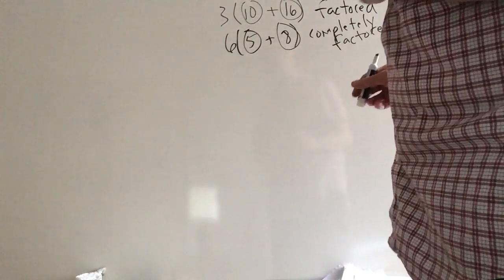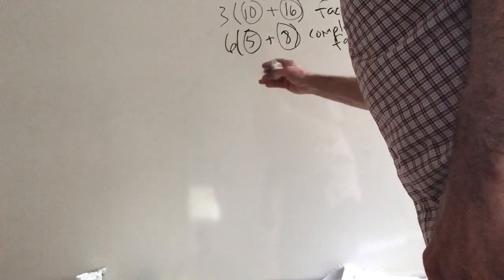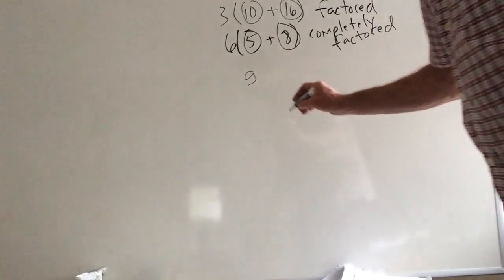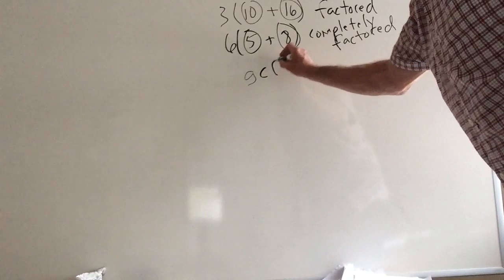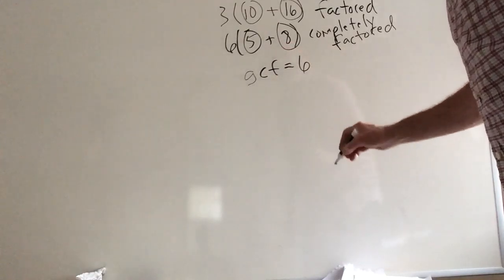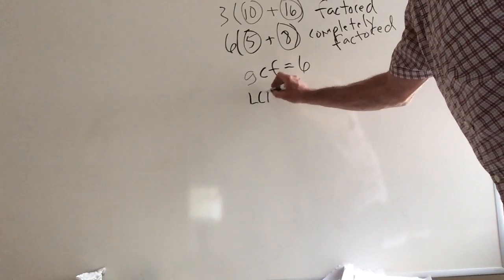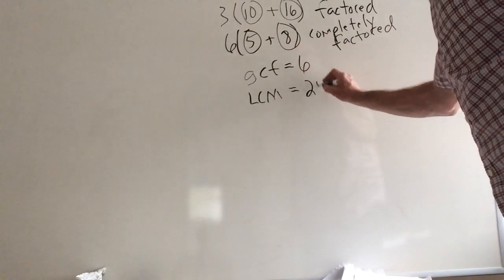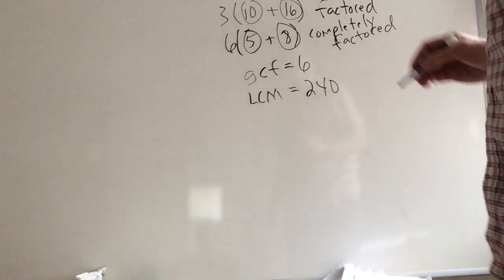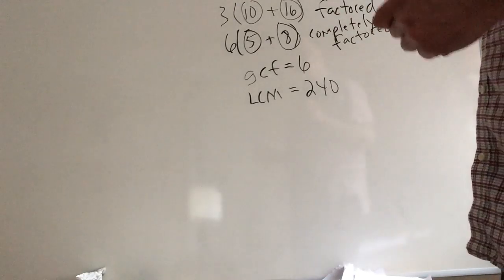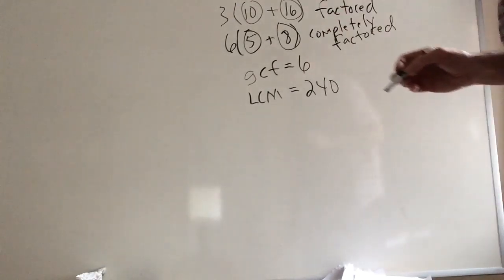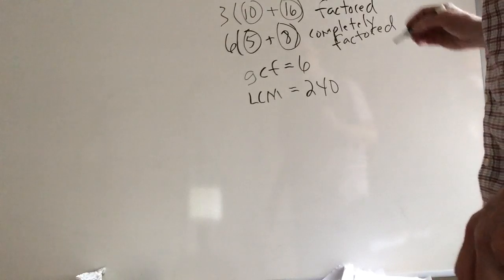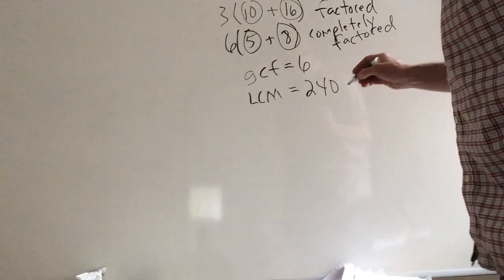So now let's see the GCF. The GCF is clearly 6, and the LCM is 6 times 5 times 8, which is 240 if you do the math. So there we go. We did everything we needed to do on a 6th grade level about this numeric expression. Okay, let's double check that it works.